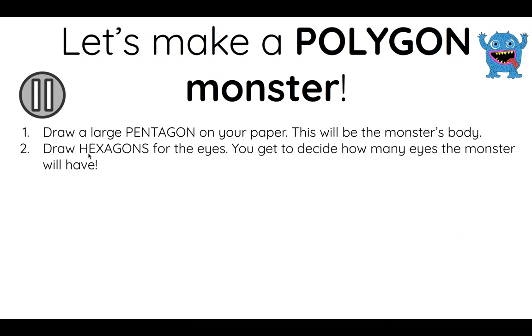Number 2, draw hexagons for the eyes. You get to decide how many eyes the monster will have. You can have your monster with 1 big eye or 20 small eyes, as long as they are all hexagons.